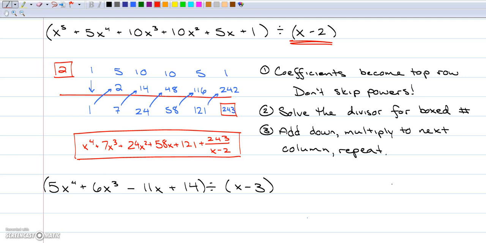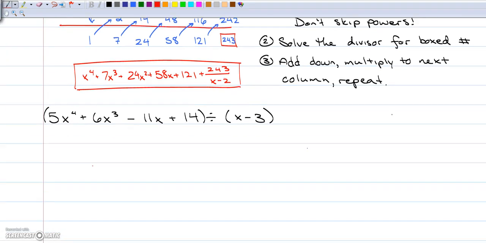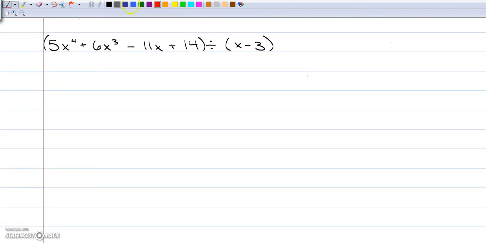We want to keep these same directions in mind when we go to the next problem. The coefficients are going to become the top row. We're not going to skip any powers, which is a little bit different. But then we're going to use that information to help us solve the actual problem. Here we go. Coefficients: 5, 6, 0, -11, 14. 3 is in a box.